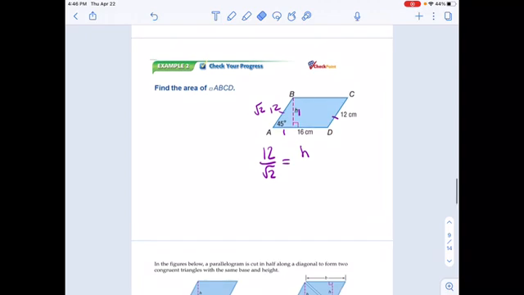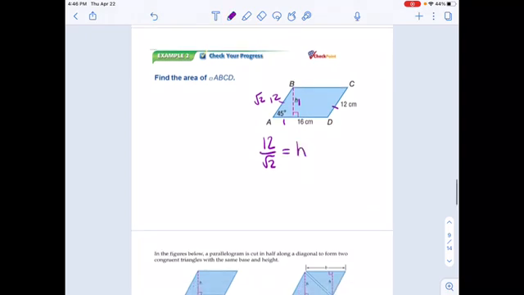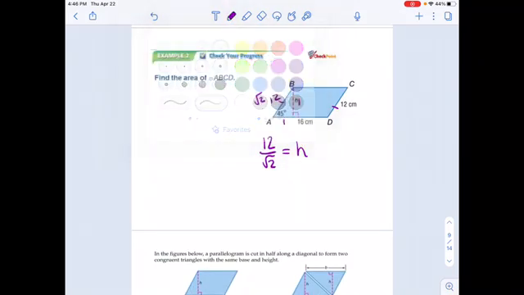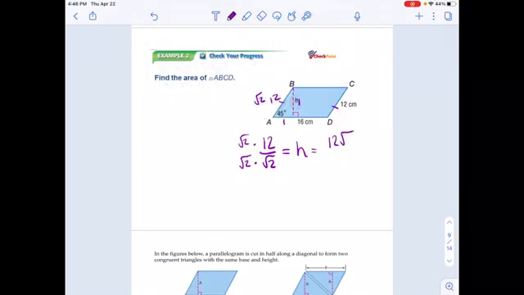Since this is over 1, and only because it is over 1, can we go ahead and just say it is this without cross multiplying? You can't always cross multiply if you're afraid you're going to mess something up. I just know if there is a variable over 1, it's just the same thing as the variable by itself. I go ahead and reduce. I get 6 root 2 as my height.